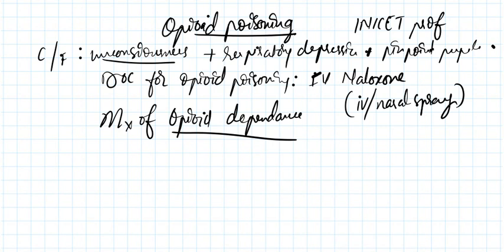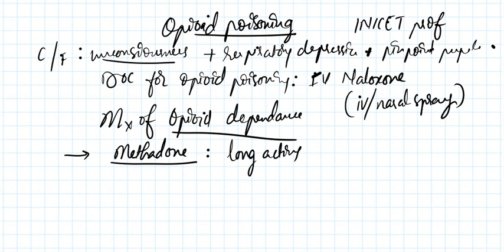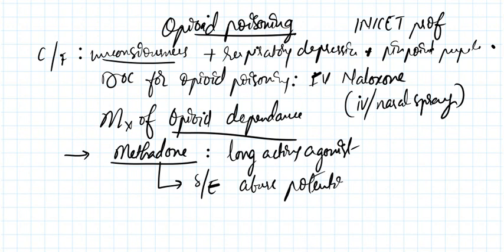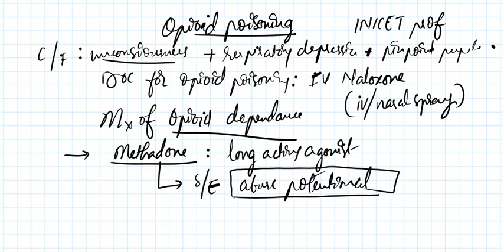The management of opioid dependence takes place with the first drug being methadone. Always remember, management of opioid dependence includes methadone. What is methadone? What is its mechanism of action? It's actually a long acting agonist. And one more important thing that you should remember about methadone is it has one potential side effect, that is abuse potential. For example, if the patient was given methadone as a treatment for dependence, chances are the patient might get addicted to it, or might use it as substance abuse, right? So methadone has its own side effect.